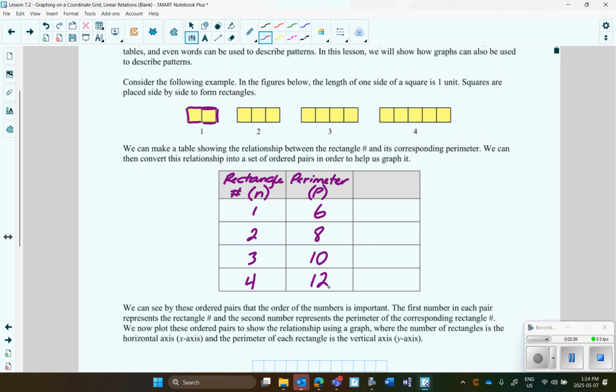What we actually did when we made the rectangle number and the perimeter was make a coordinate. So I'm going to turn this into the coordinate 1, 6. This into the coordinate 2, 8. This is going to become 3, 10. And this is going to become 4, 12. Well, I can plot these points, and we're going to use the grid below to plot.